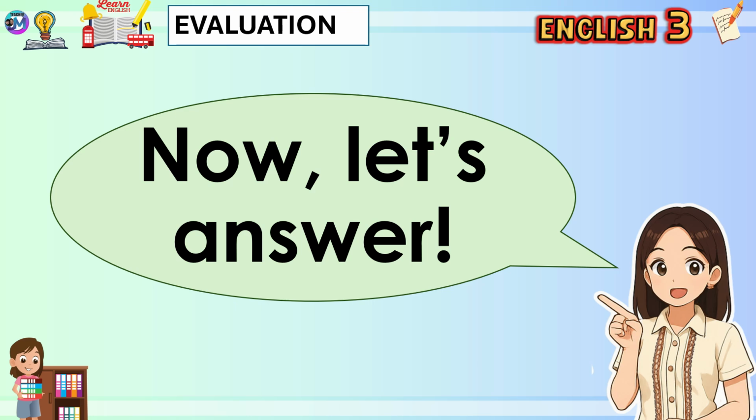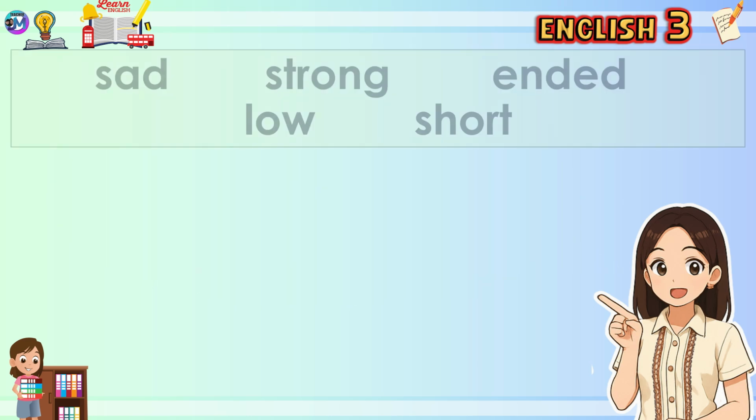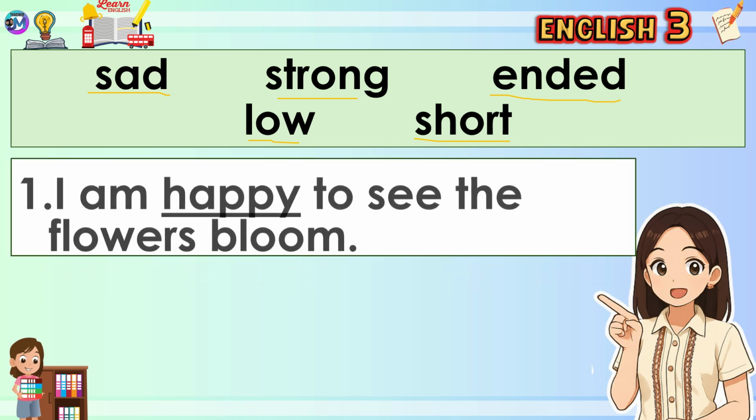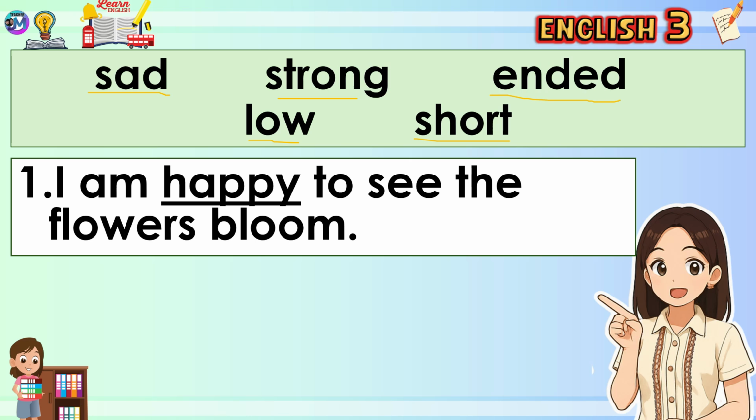Now, let's answer. Let's read the choices from the box first. Sad, strong, ended, low, short. Now, let's read sentence number 1. I am happy to see the flowers bloom. The underlined word is happy. What is the antonym of happy? Great job! The antonym of happy is sad.